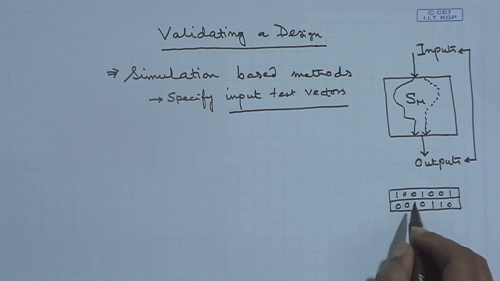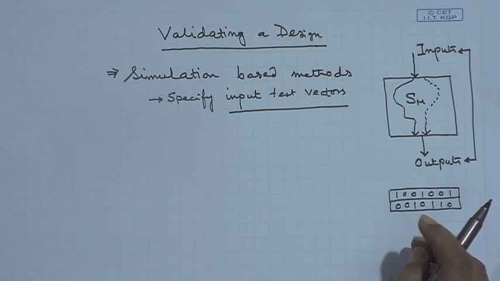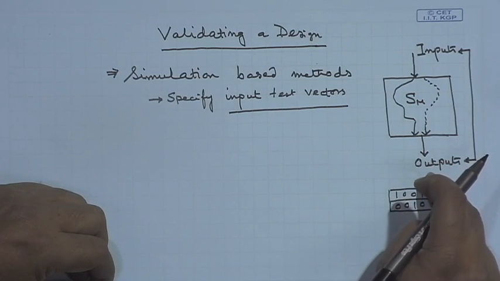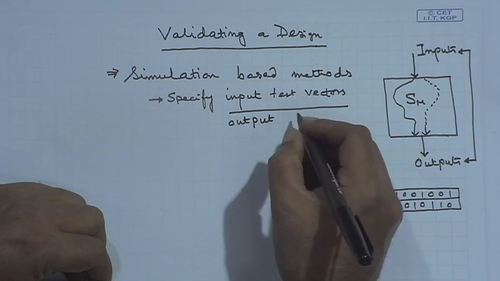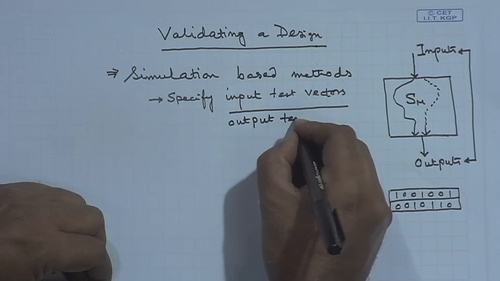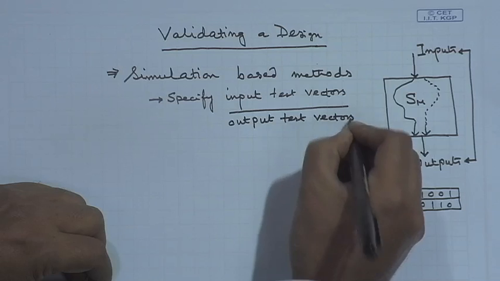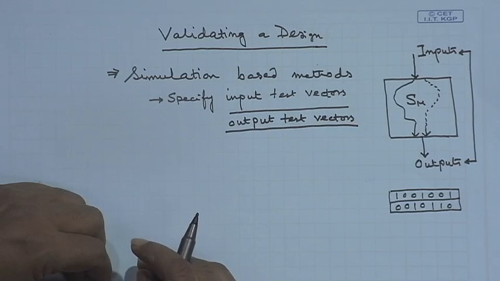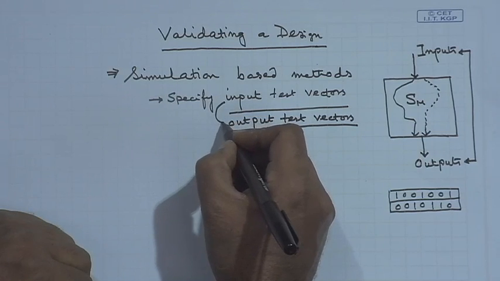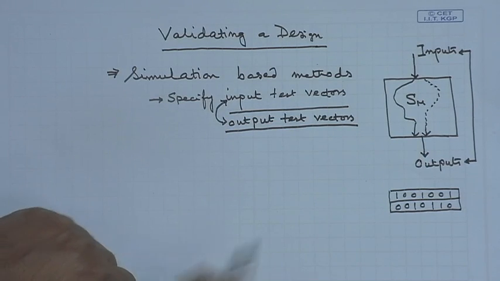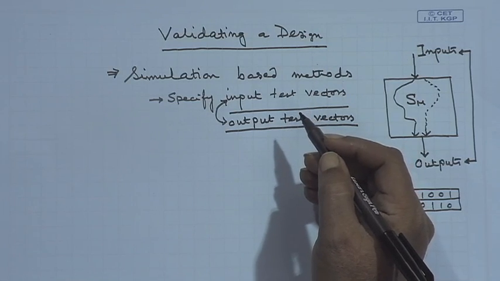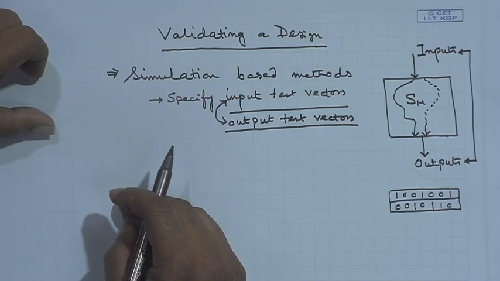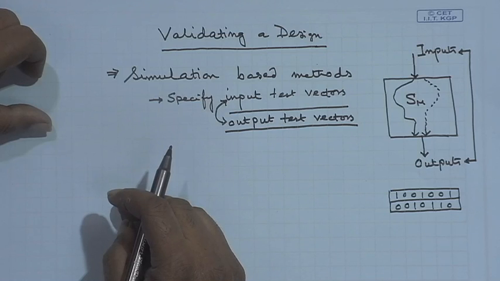Okay. Accordingly, we will have to design the input vectors, and corresponding to the input vectors there will be output vectors. For each of these input vectors there will be some output vectors, and we check the correspondence between these two, whether this output test vector correctly corresponds to the input test vector. So, that is a simulation based method which is very popular in the design automation circle or embedded system design.